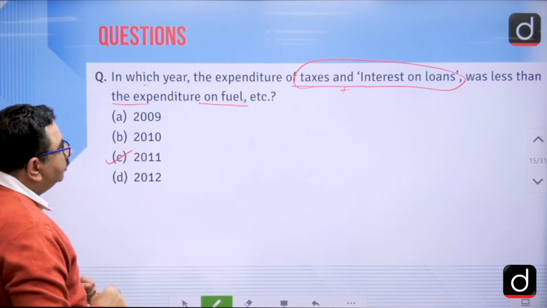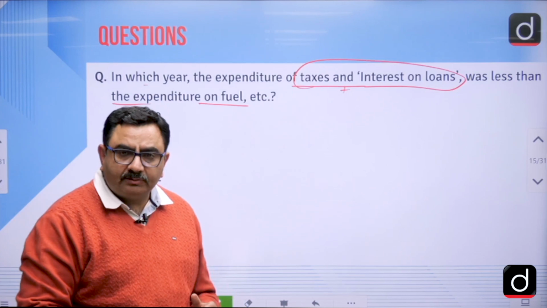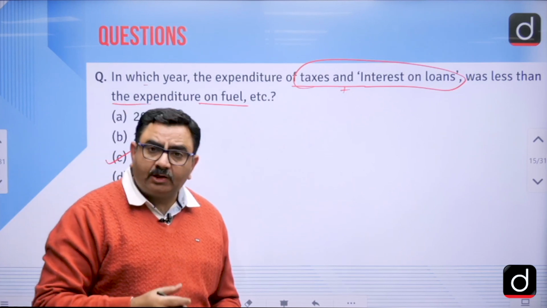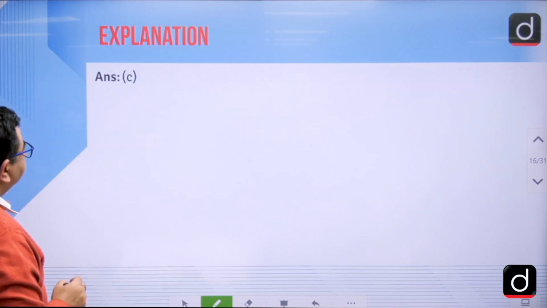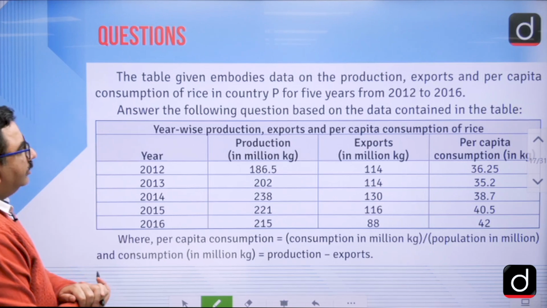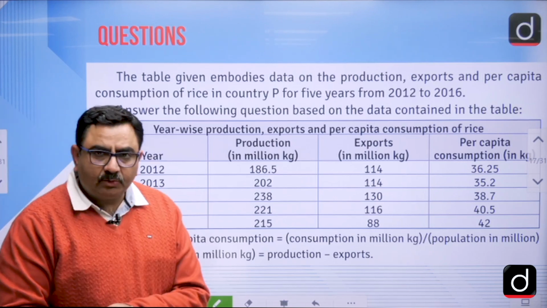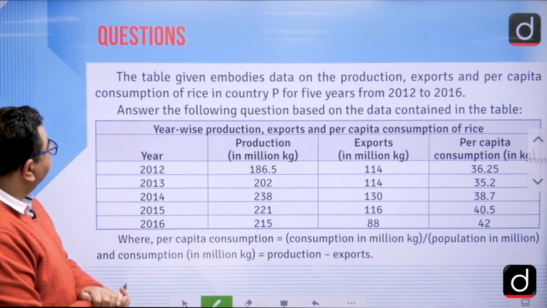2011. So these questions are all based on observation, a little bit of observation, a little bit of calculation, and that too approximate, and we can find the answer. Okay, now this is a new question, one more set on data interpretation that I will be discussing with you.